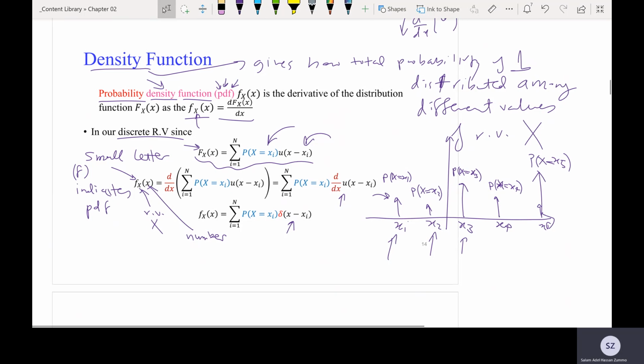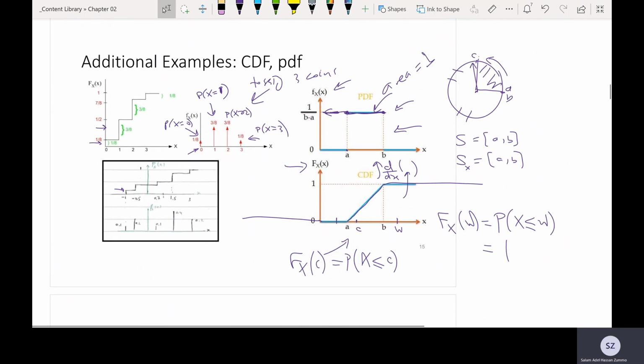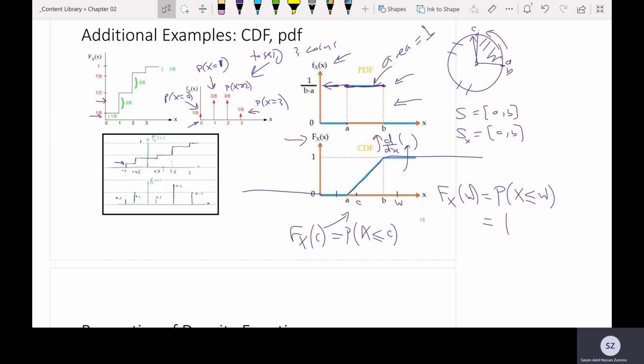Then we went through some examples, and we gave the example of the continuous case. So you can see that here the PDF shows that it's equally likely that the random variable takes any value between A and B. It's equally likely because it's flat. Now, if you integrate this, it means that as x increases between A and B, the probability keeps accumulating in a linear fashion.